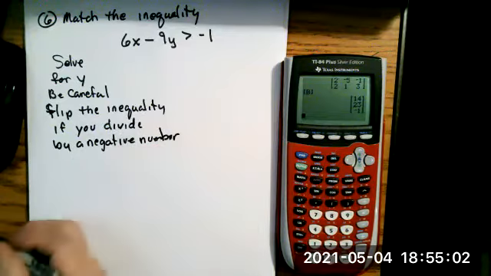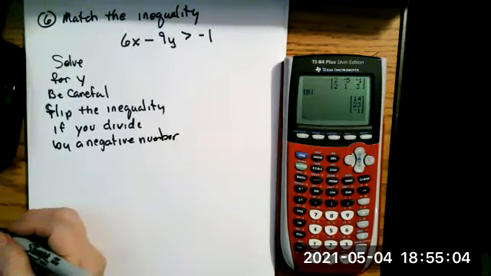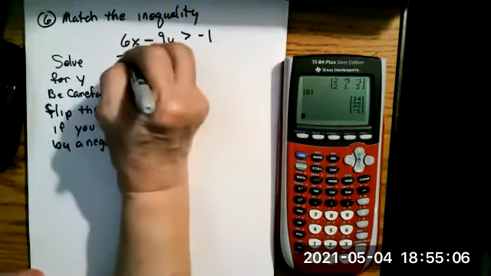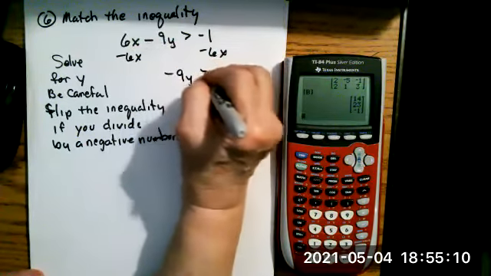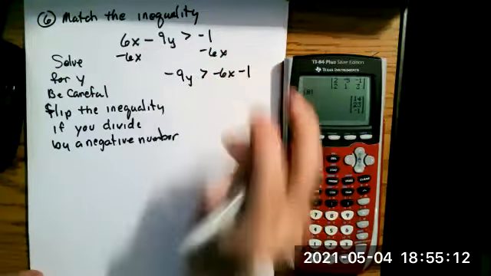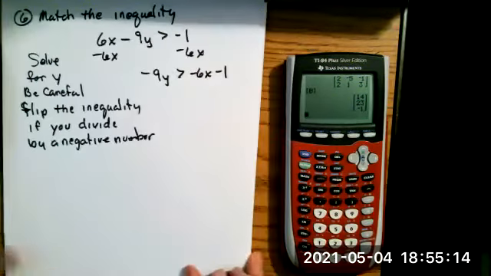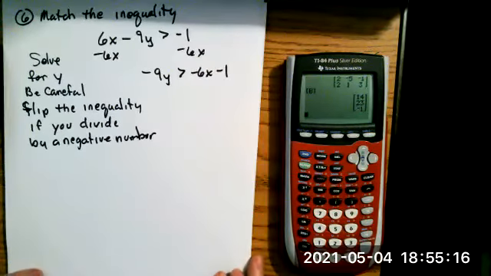So remember that little rule: flip the inequality if you divide by a negative number. Let's see what we get here. -6x would give us -9y is greater than -6x minus 1. I put my 6x next to that inequality symbol. You could put it on the end if you wanted to.